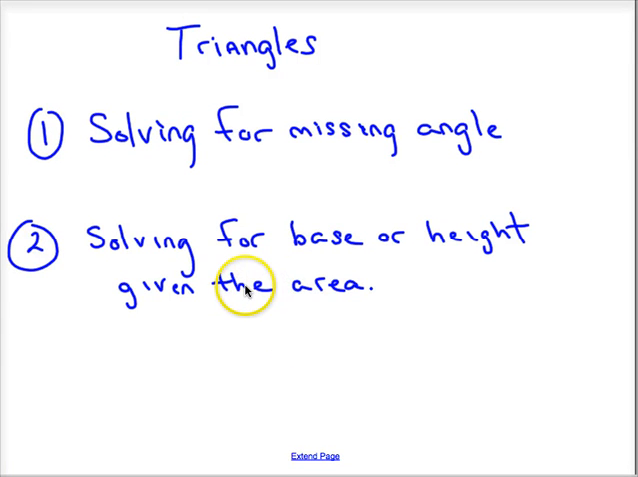Okay, in this lesson we're going to be working with triangles. One of two things we're going to do is solve for the missing angle, or the interior angles of the triangle, or we're going to solve for the missing measurement, either solving for the base or the height of the given triangle. Let's take a look at a few examples.